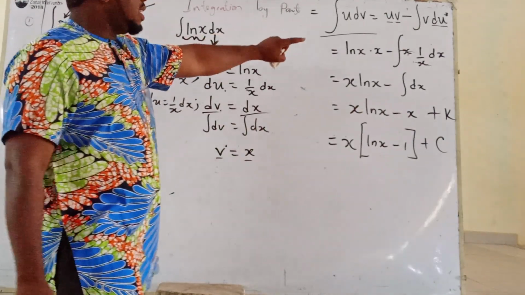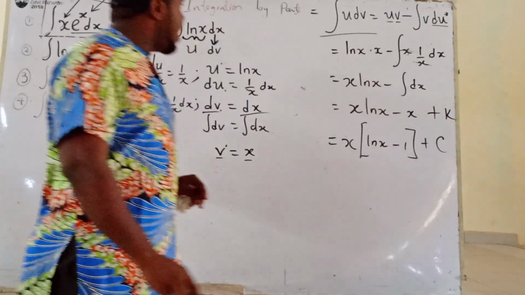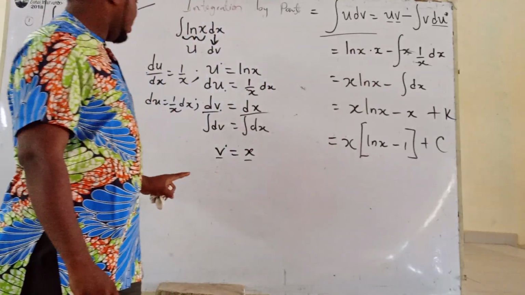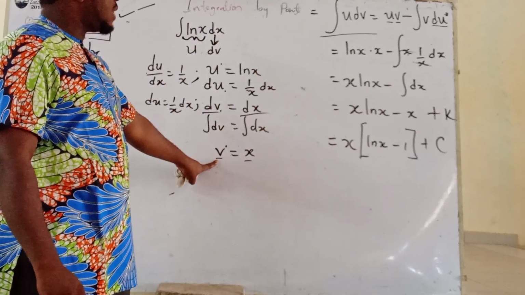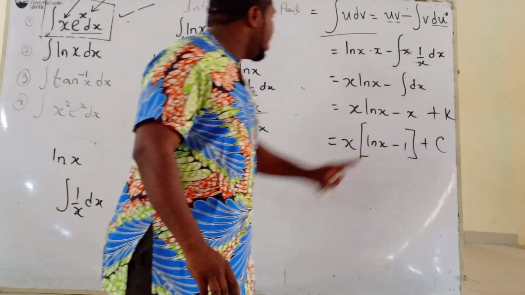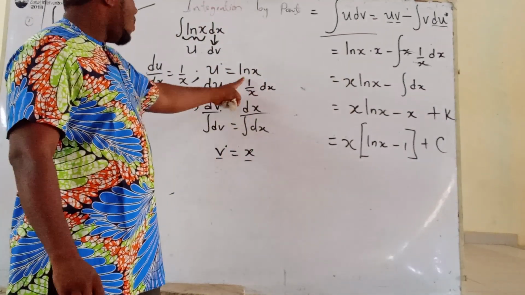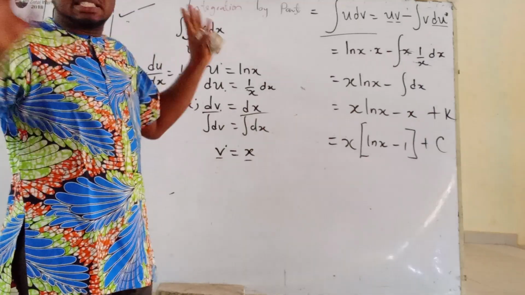Now, substituting it, I have u. U here is what? ln x. V is what? x, right? My v also is x. Then du. Du happens to be what? 1 over x dx. Fantastic.